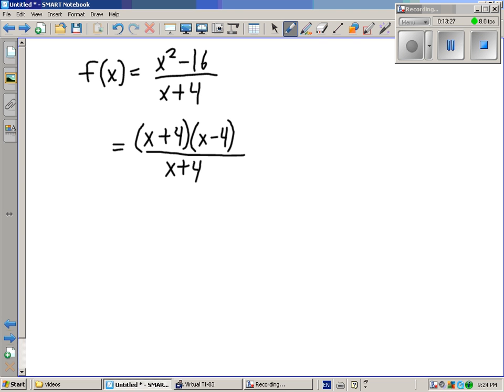Okay, our next step is to cancel any factors we can. Boom, boom. X plus 4 cancels out. This tells us that we have a hole at x is equal to negative 4. This also tells us that since we can't divide by 0, the domain is everything but negative 4. So notice how the domain is everything but the hole.